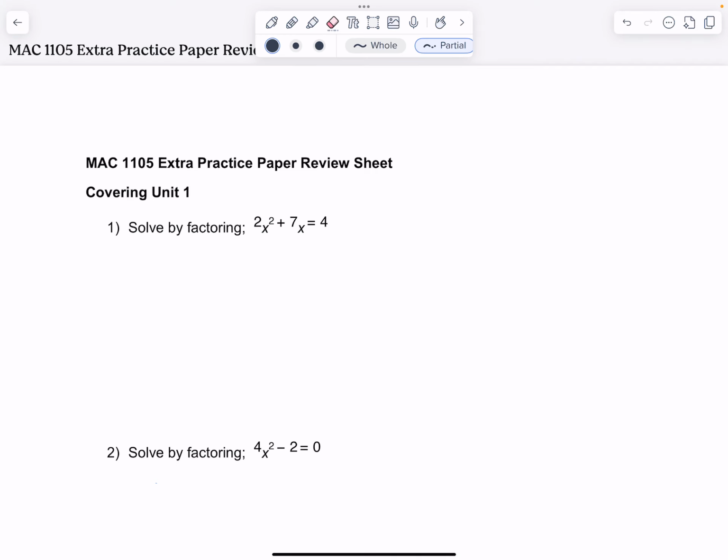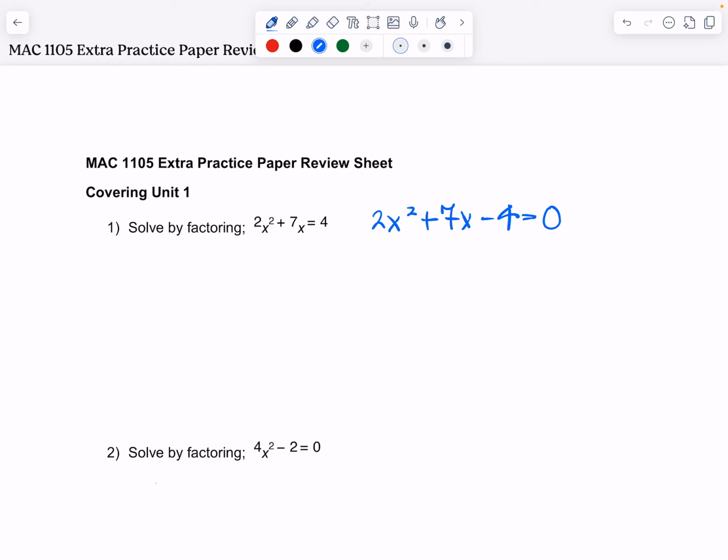Okay, this is the extra practice paper review sheet covering unit number 1. This is the first question, which reads, solve by factoring 2x squared plus 7x equals 4. If it's quadratic, the first thing we have to do is get everything over to the left-hand side, and the other thing is the coefficient in front of x squared has to be positive, which it is. By the way, if it isn't, just divide every single term by -1, thus changing all the signs.